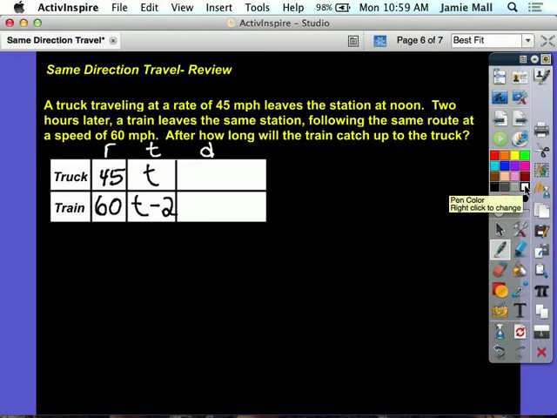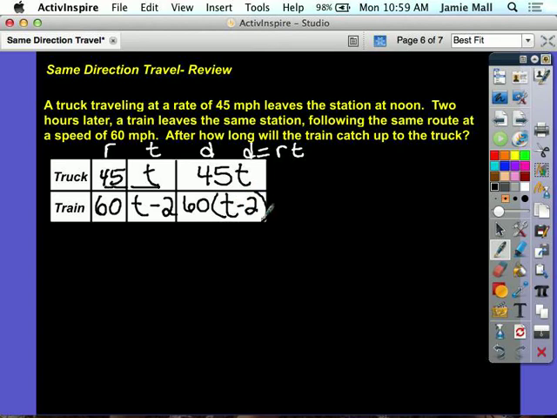We need to remember that distance is always equal to rate times time. So to fill in the distance part of the table, we're going to take the product of our rate and our time. So for the truck, the distance is 45t, and for the train, the distance is 60 times the quantity of t minus 2.